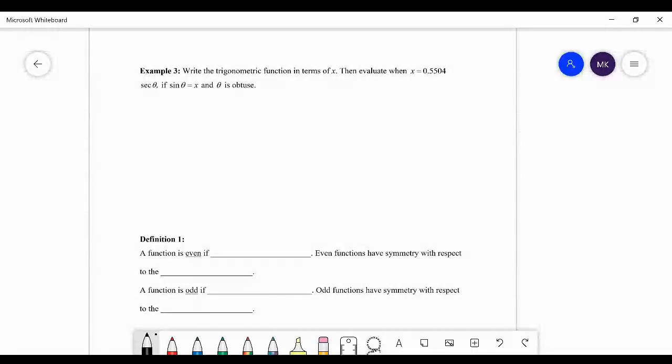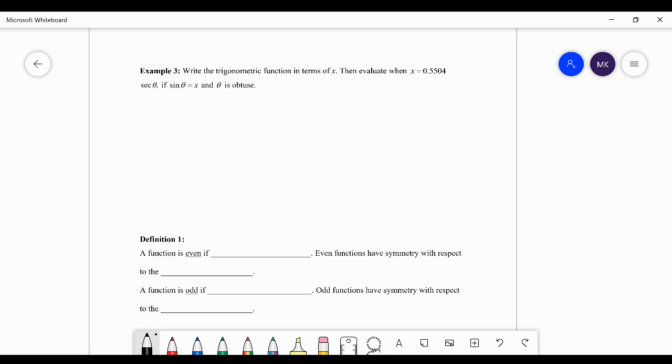So here we need to write the trigonometric function in terms of x, then evaluate when x equals 0.5504 secant theta if sine of theta is equal to x and theta is obtuse. Whole lot of information here, whole lot of things to piece together, right? What we know is we are trying to evaluate secant theta. Secant theta is 1 over cosine theta, so I can shoot for cosine, and just take the reciprocal of it, and we can get our secant.